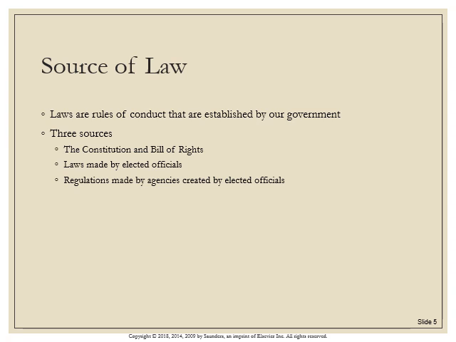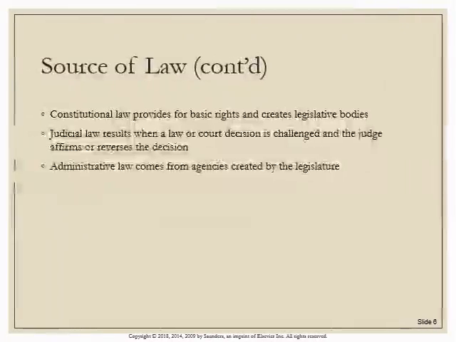Constitutional laws, both federal and state, provide for basic rights and create the legislative bodies, Senate and Assembly, that write laws for governing our lives. Again, constitutional law provides for basic rights and creates legislative bodies. Judicial law results when a law or court decision is challenged and the judge affirms or reverses the decision.